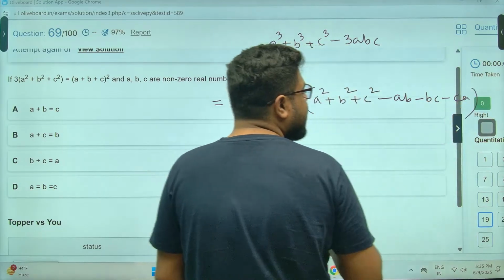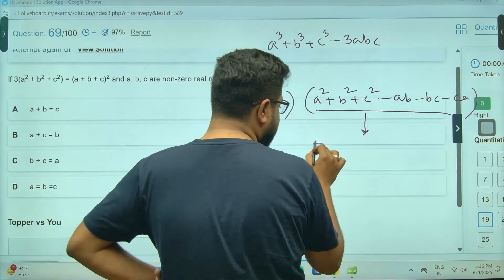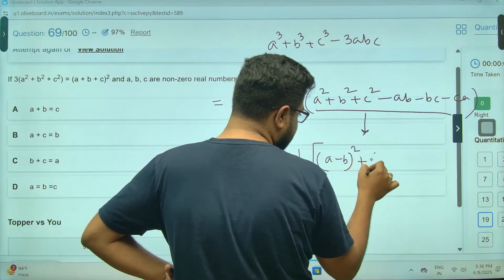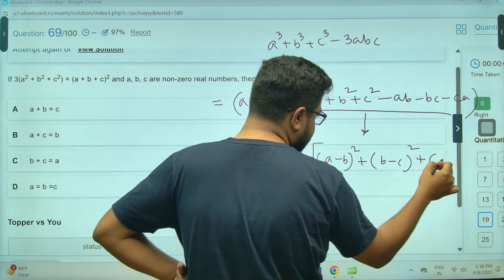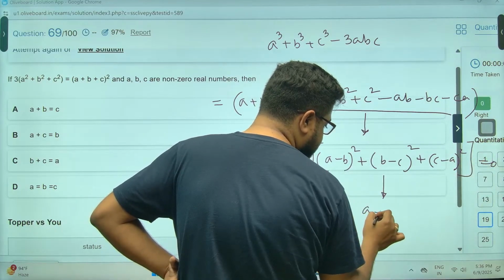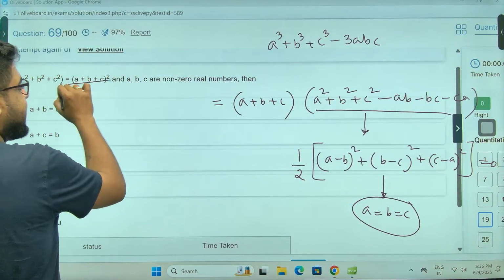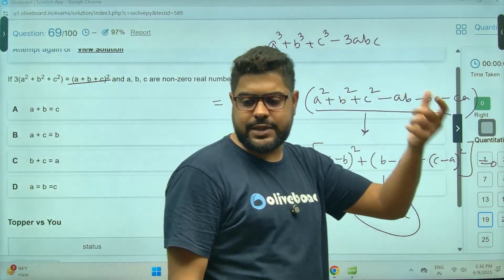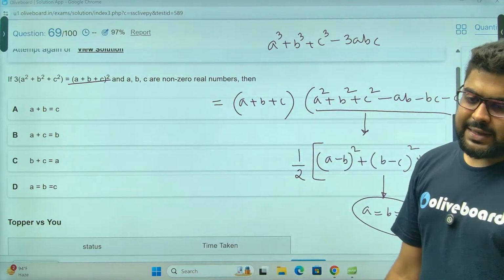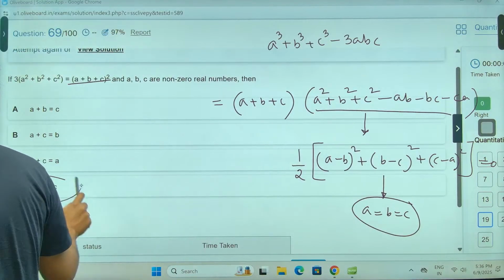Correct, sir? Now this thing, if you multiply by 2 or take half and multiply by 2, you can write this as 1 by 2 common, a minus b whole square plus b minus c whole square plus c minus a whole square. And from there, if it is equal to 0, you get a equal to b equal to c. Same thing, if you break it down, you get twice a square plus twice b square plus twice c square minus twice ab, bc, ca. So you can definitely reach the same conclusion, that D will be the answer.